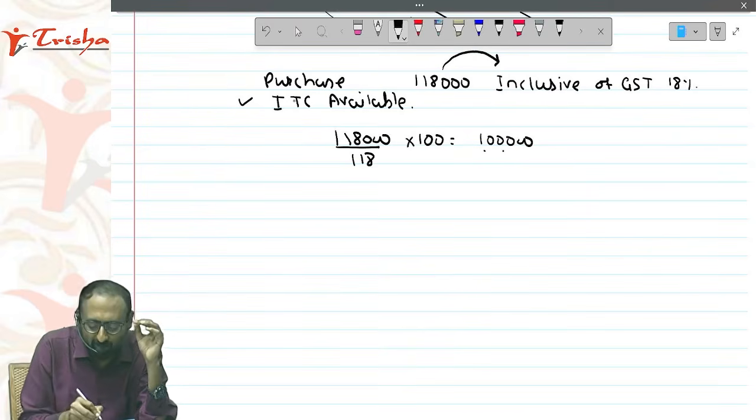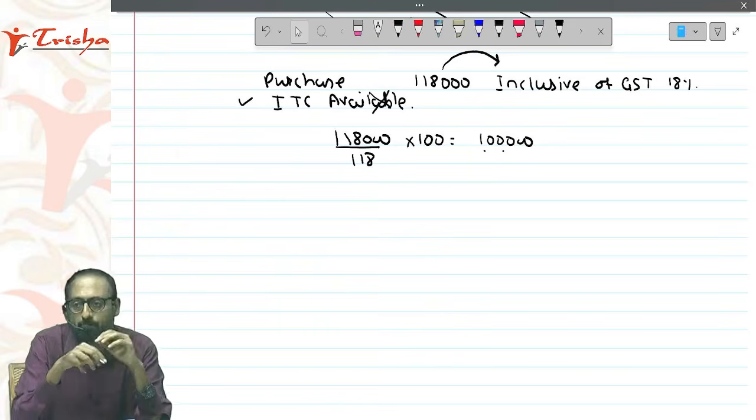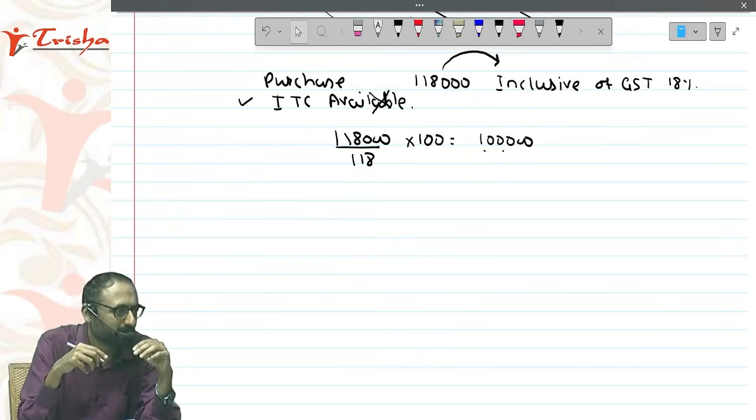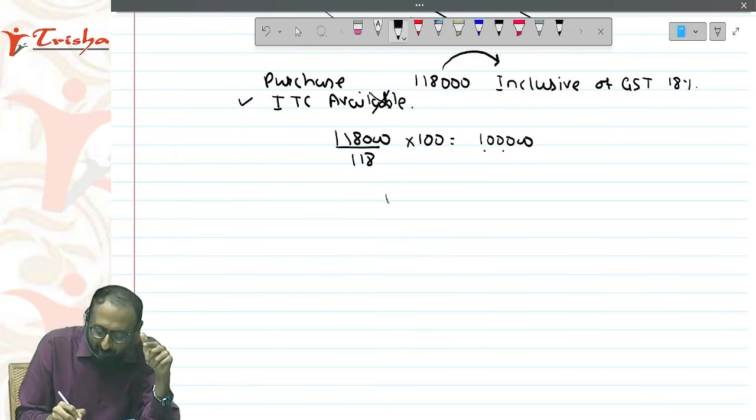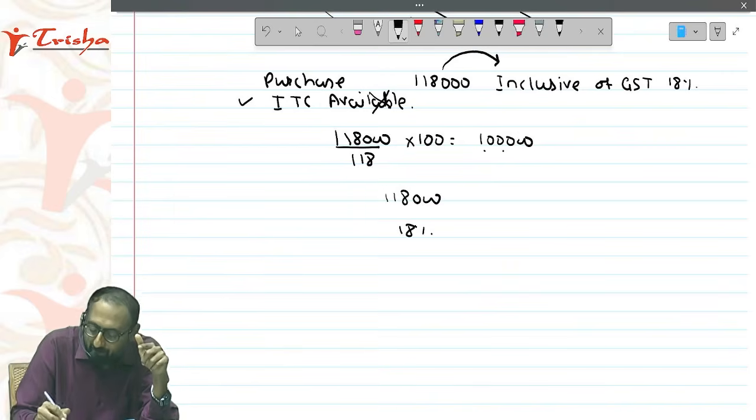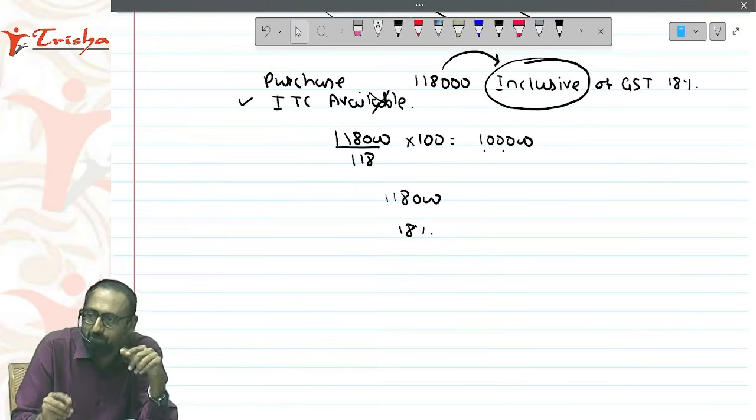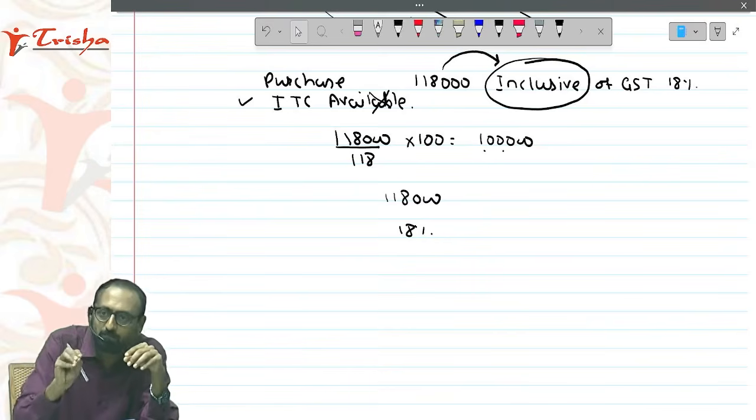What if ITC is not available? What will be your answer if ITC is not available? Sir, 1,18,000. Don't again add 18%, sir. They have used the words inclusive of GST. Already GST is included in that.